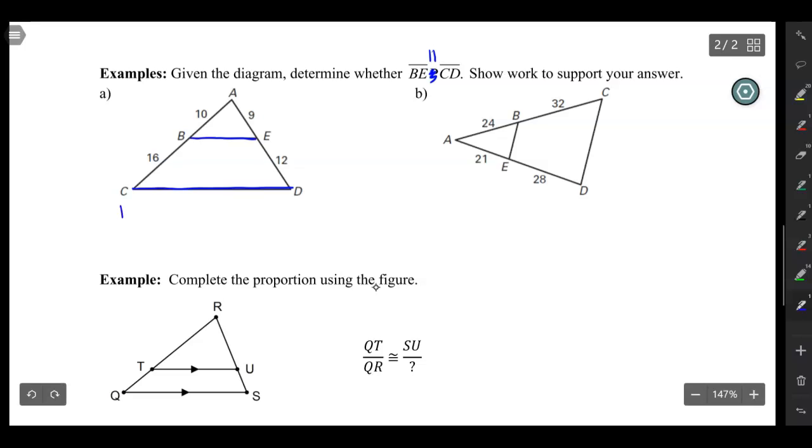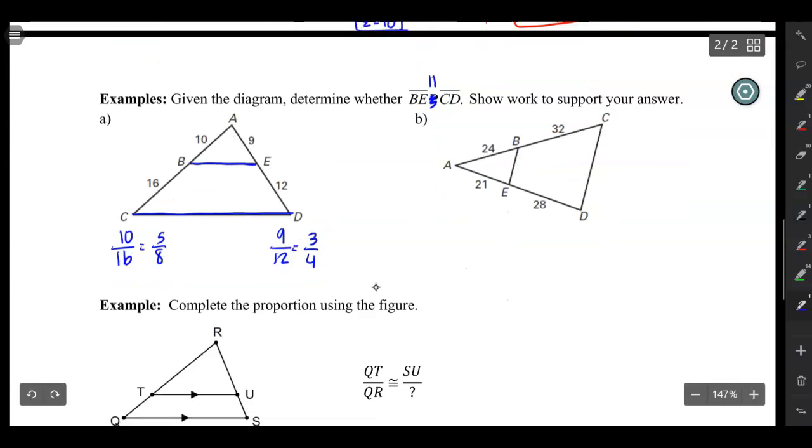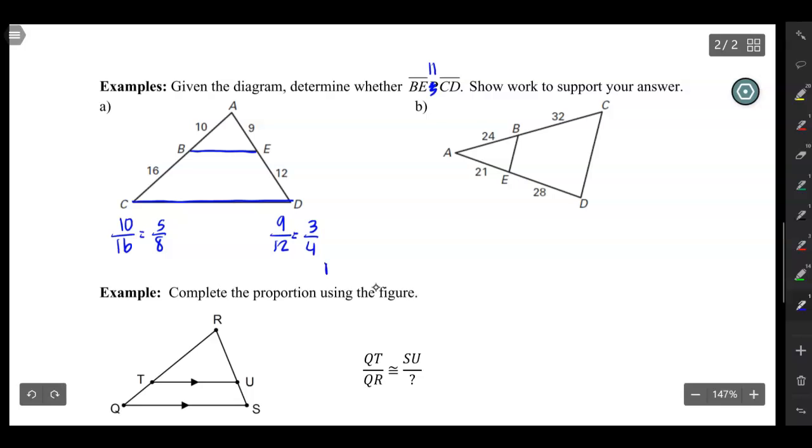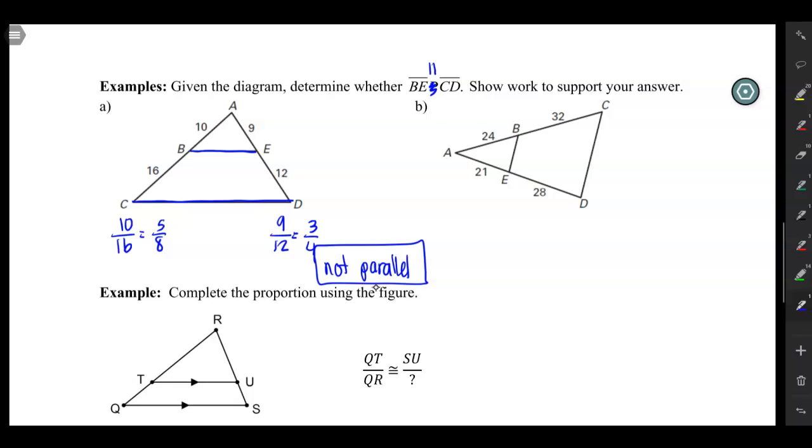So what I want to know is, if I look at the proportion on the left side of the triangle, 10 to 16, is that the same as the proportion on the right side of the triangle of 9 to 12? And 10 to 16, I can simplify that fraction to 5 over 8. And 9 to 12, I can simplify that fraction to 3/4. Since 5/8 is not the same thing as 3/4, it means that those two lines are not parallel. And that is by the converse of the triangle proportionality theorem.